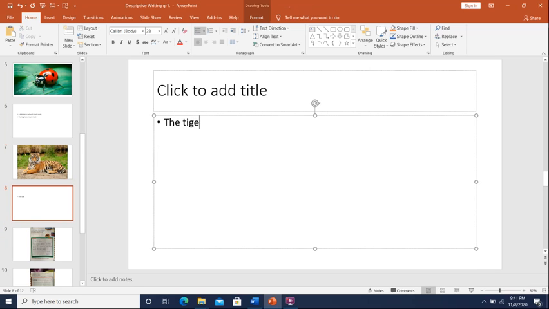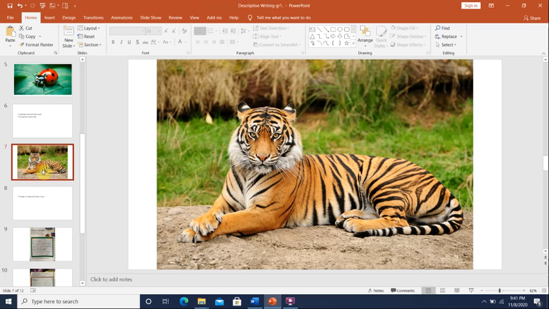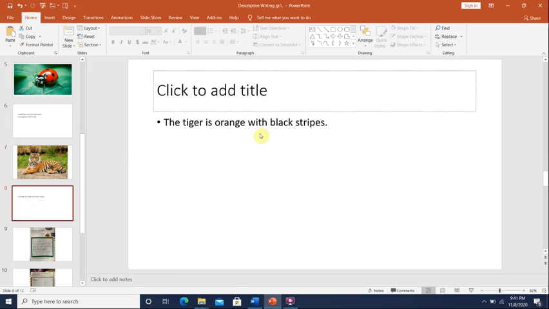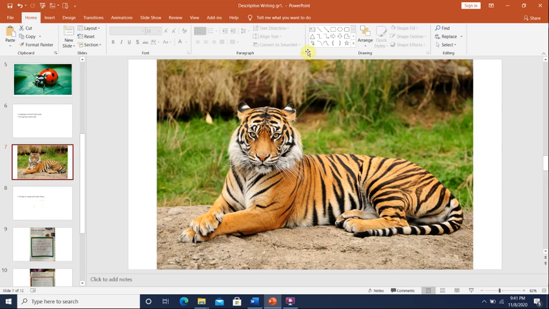The tiger is orange with black stripes. Or we can say the tiger is like a big cat with black stripes. That's another example. So I describe the tiger by saying the tiger is orange with black stripes. What else? You can say the tiger has yellow eyes.